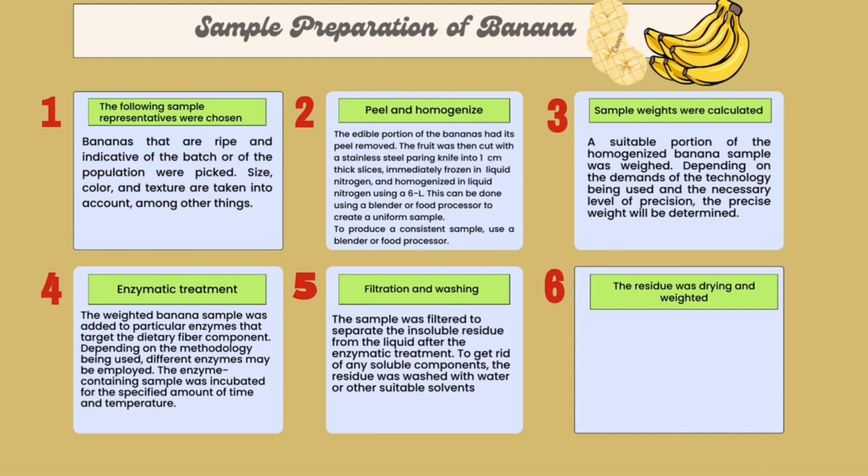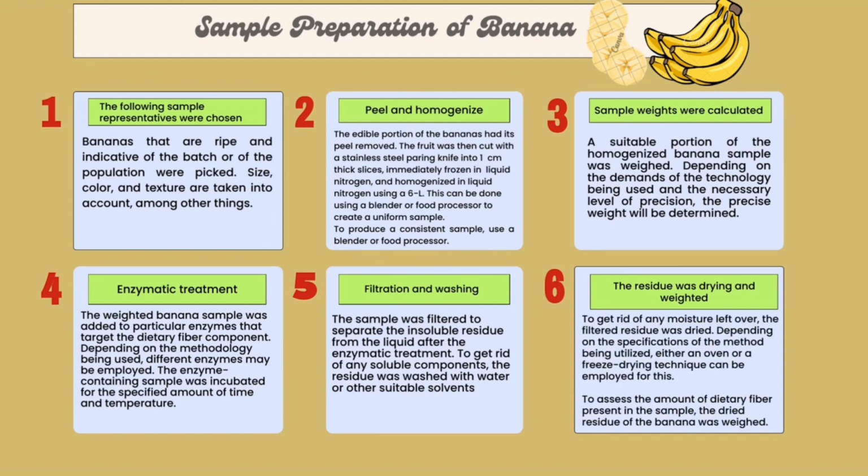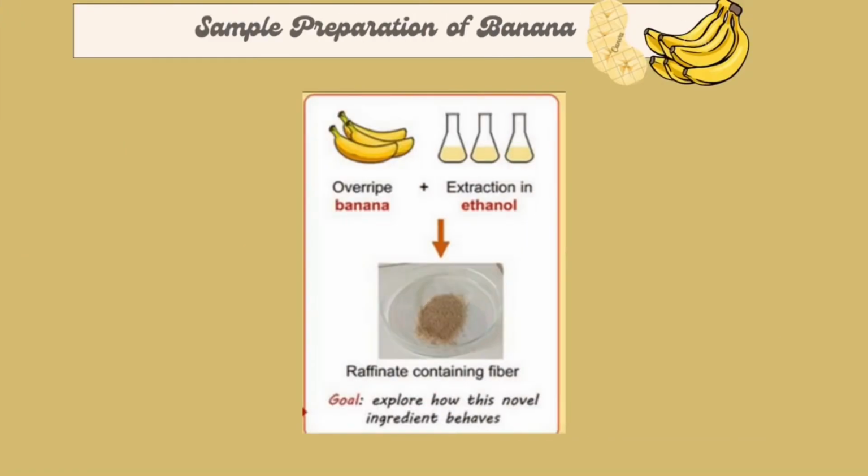Lastly, step 6. The residue was dried and weighed. To get rid of any moisture left over, the filtered residue was dried. Depending on the specifications of the method being utilized, either an oven or a freeze-drying technique can be employed for this. And to assess the amount of dietary fiber present in the sample, the dried residue of the banana was weighed.